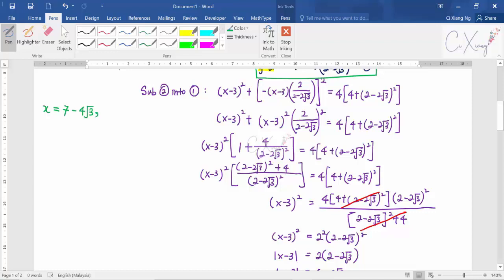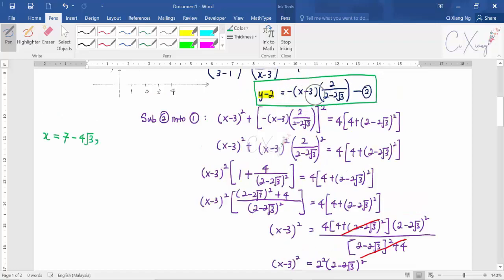Okay, so 7 minus 4 square root 3. If I want to substitute it into equation number 2, then you're having y minus 2 is equals to negative 7 minus 4 square root 3 minus 3. This is the x, right? X minus 3. Okay, then multiply with 2 divided by 2 minus 2 square root 3.